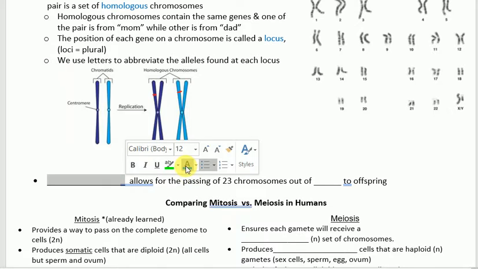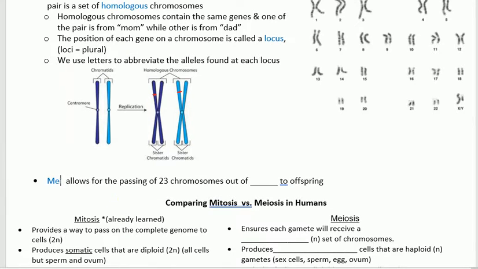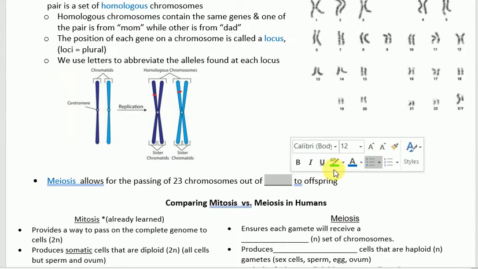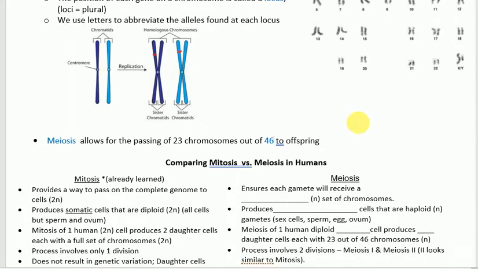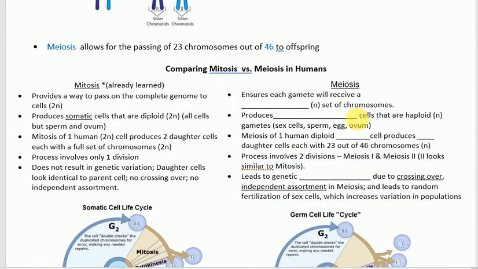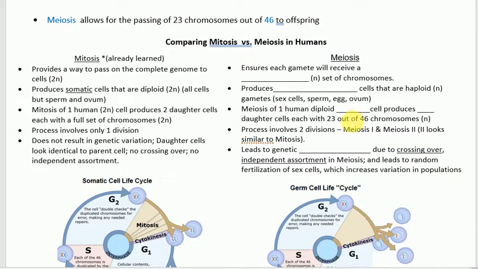So we know that mitosis is for replication of regular cells. Meiosis is going to allow for the passing of those 23 chromosomes out of 46 to the offspring. So let's compare a little bit about mitosis and meiosis. Let's review mitosis really quick.